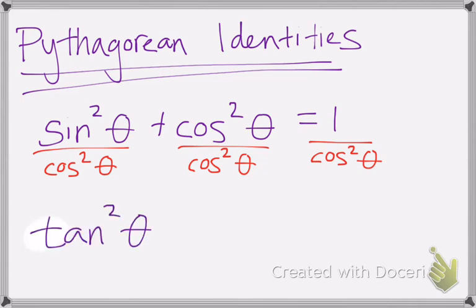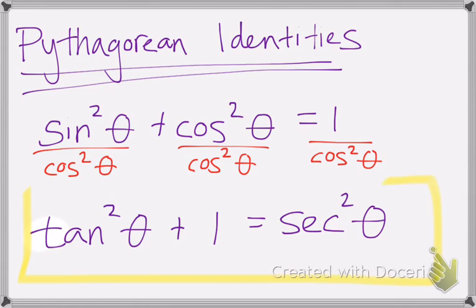And what's cosine squared divided by cosine squared? 1. And what's 1 over cosine squared? Secant squared theta. So this is the third Pythagorean identity that you need to have written on your paper. Tangent squared theta plus 1 equals secant squared theta.